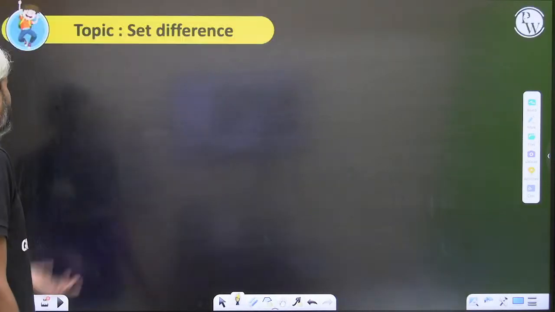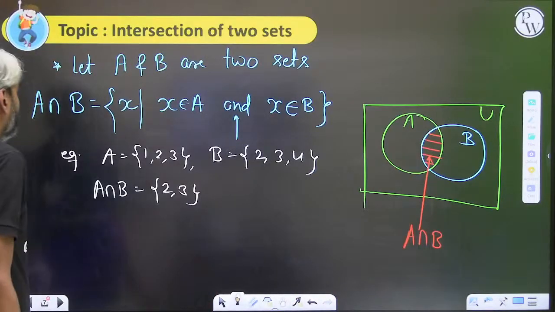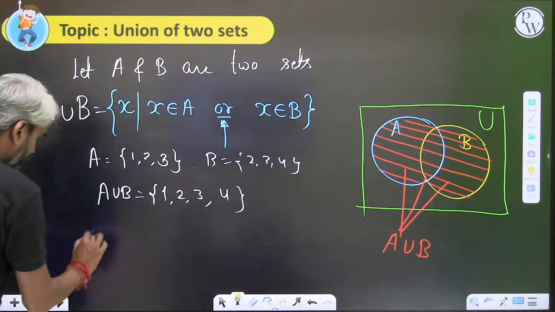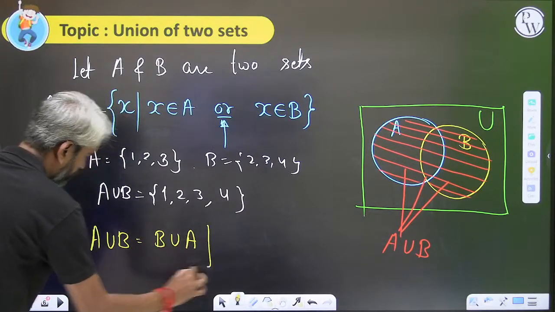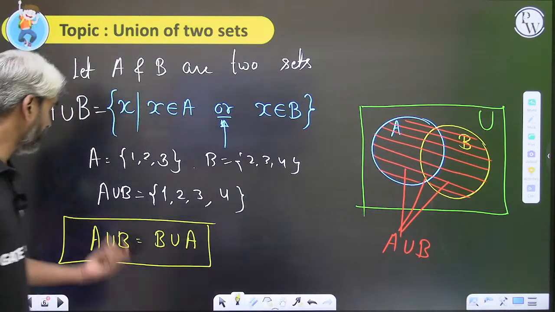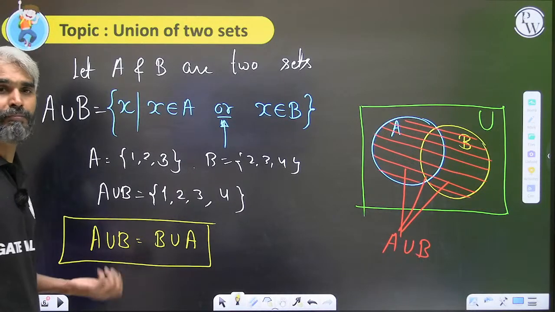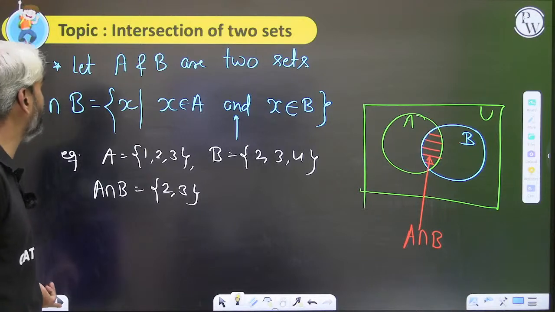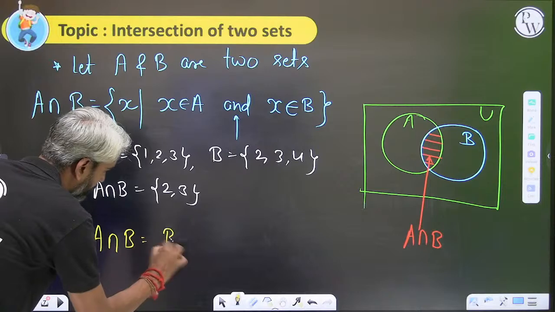Okay, sir. The next definition is set difference. So what do we mean by set difference? What you need to understand is that union is commutative. What does it mean? A union B will be equal to B union A, because the definition of set says that it is an unordered collection. Therefore, whether you take A union B or B union A, elements will be same. The ordering may be different, but the overall idea is that set is an unordered collection. Similarly, A intersection B will be same as B intersection A.